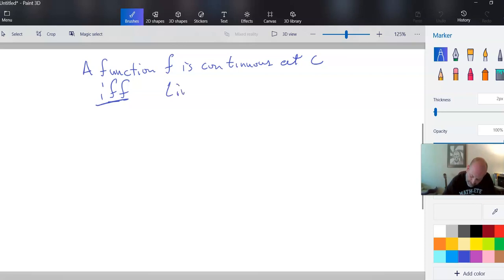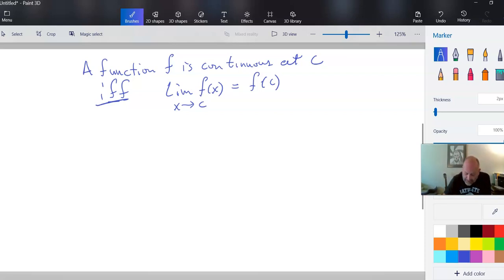The limit of f of x as x approaches C is the same thing as just plugging C into the function. So we've seen a lot of these, right? If there's no discontinuity there, all you have to do is plug in the value. And so we've taken advantage of this because we know certain functions are continuous, like polynomial functions and things like that. We've kind of just taken it for granted up until now.